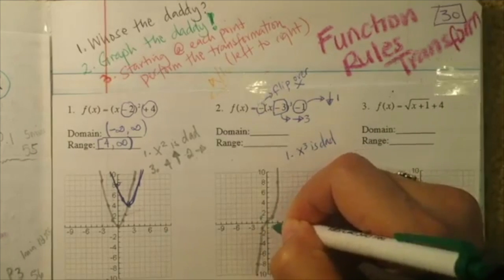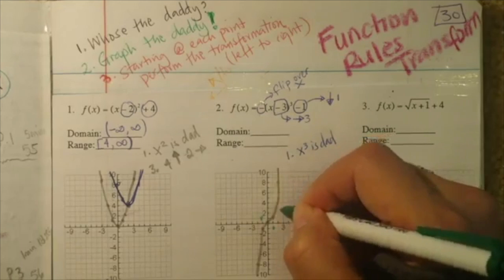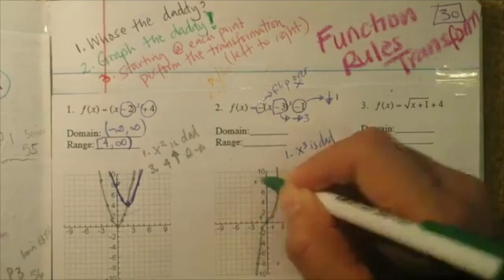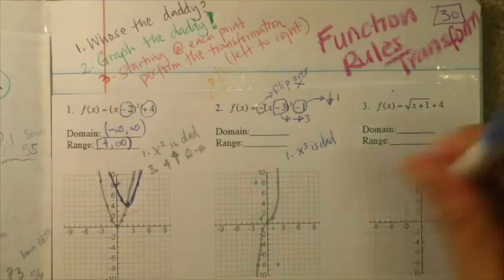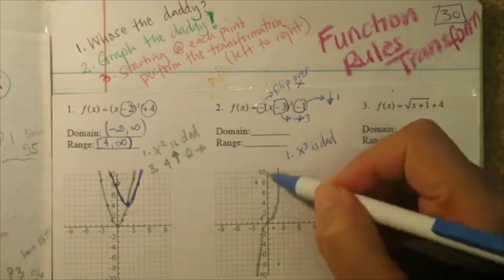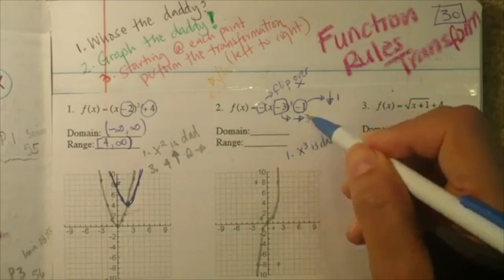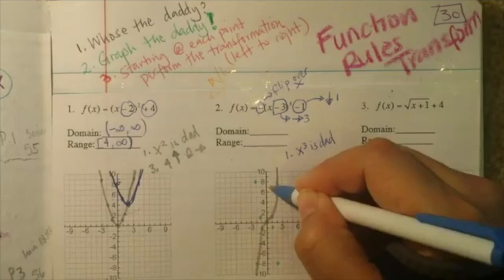What you're going to do is take each point past the x-axis the same amount. So if it's at 10, it goes to 10 on the other side. If it's at 8, it goes to 8 on the other side. Alright, then we're going to take each of those points and move them right 3 and down 1.